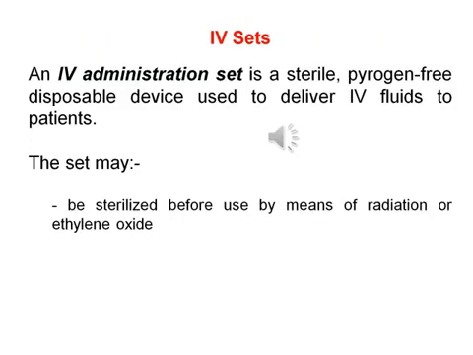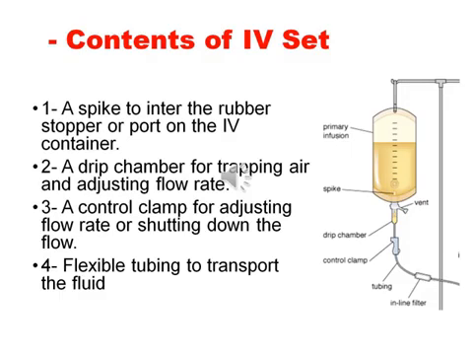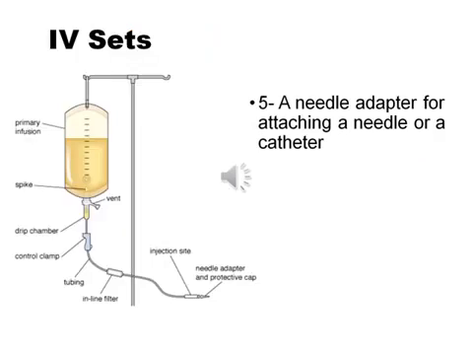IV sets. An IV administration set is a sterile, pathogen-free, disposable device used to deliver intravenous fluid to a patient. Contents of an IV set: a spike to enter the rubber stopper or port on the IV container, a drip chamber for trapping air and adjusting flow rate, a control clamp for adjusting flow rate or shutting off the fluid, flexible tubing to transport the fluid, a needle adapter for attaching a needle or a cannula.